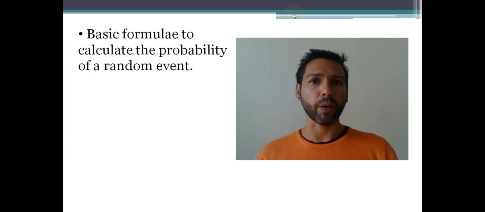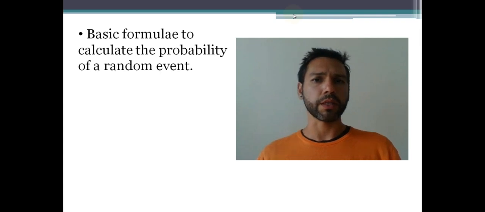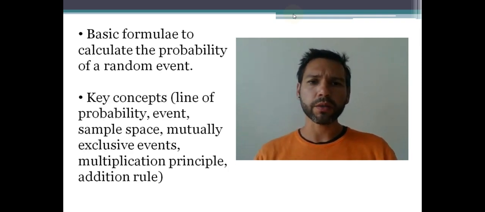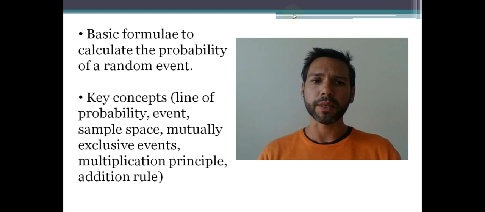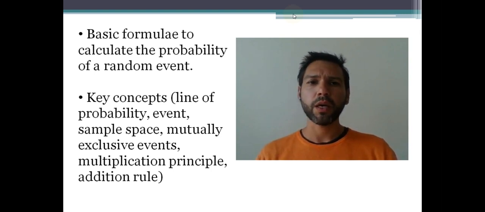Thank you everyone for watching this video. So today we covered some basic concepts about probability, and we saw how we can calculate it by using a simple formula. We also covered some key concepts such as how to visually represent how likely or unlikely events are using the line of probability, what is an event, what constitutes our sample space, or the number of possible events that we can actually calculate probabilistically.